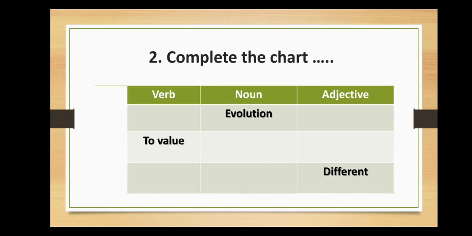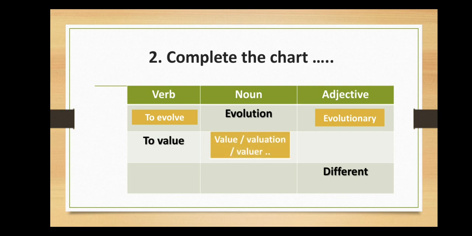We move on to question 2. Complete the chart as shown in the example. As far as this question is concerned, you might have different answers, but you are required to provide only one. We start with the noun evolution, so the verb of evolution is to evolve, whereas the adjective is evolutionary. The noun of to value is value, valuation, or valuer. All these answers are correct, so you are only required to provide one noun. Whereas the adjective of to value is either valuable or valued.